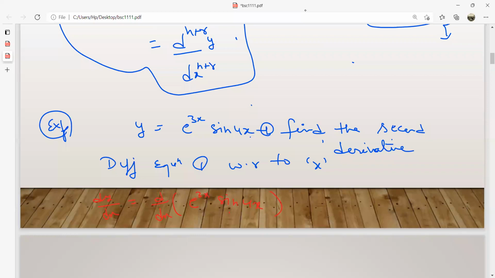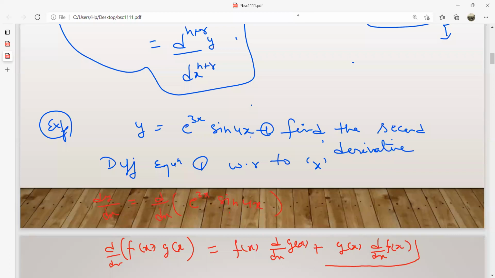We know that here are two functions, e to the power 3x and sine 4x. This is an exponential function and this is a trigonometric function. We know that if two functions are in product form, then by the product rule, when we differentiate, suppose f(x) into g(x) are two functions, we simply write f(x) times d by dx of g(x), and then g(x) times d by dx of f(x).